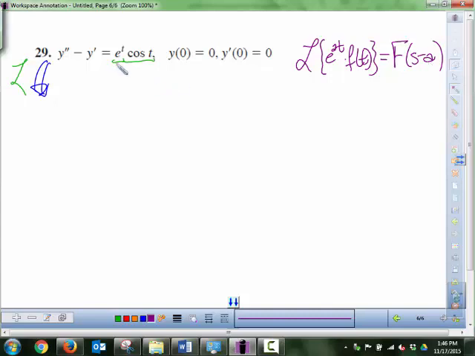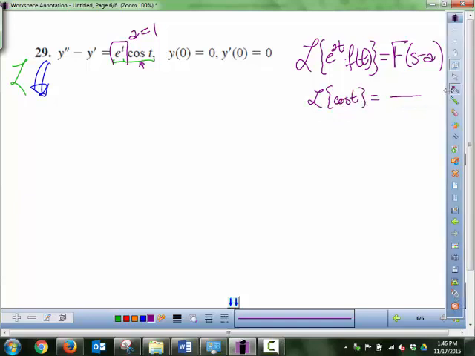So what we want to do is look at this and say, oh, this e to the t multiplier in the real world becomes a translation in the S world. So we're going to translate by 1 when we get to the S world. And what are we translating? We're translating the cosine. So we need the Laplace transform of the cosine of t.